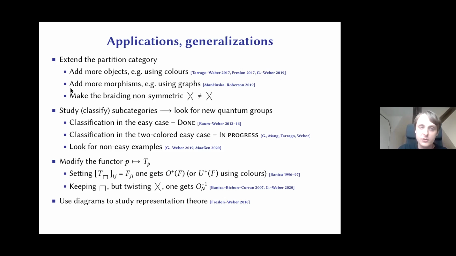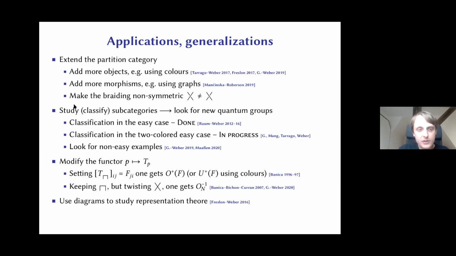You can also add more morphisms. So we went from pairings to all partitions. And for instance, in this article of Laura Mančinska and David Roberson, they use the category of all graphs. So this is an even larger category with more morphisms and the same set of objects.